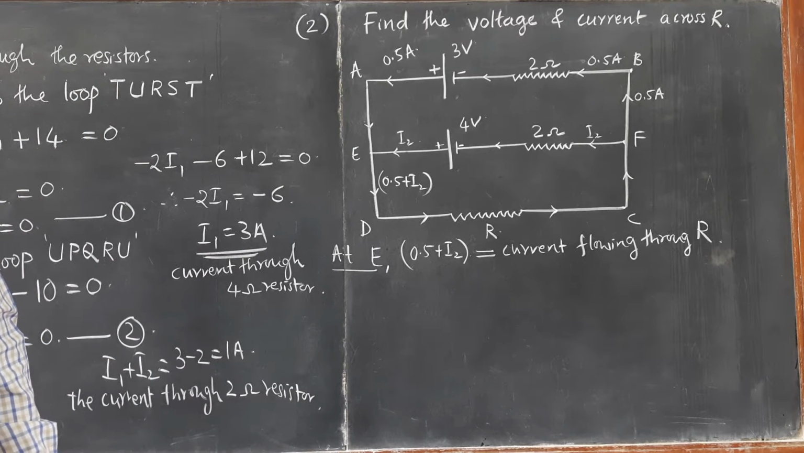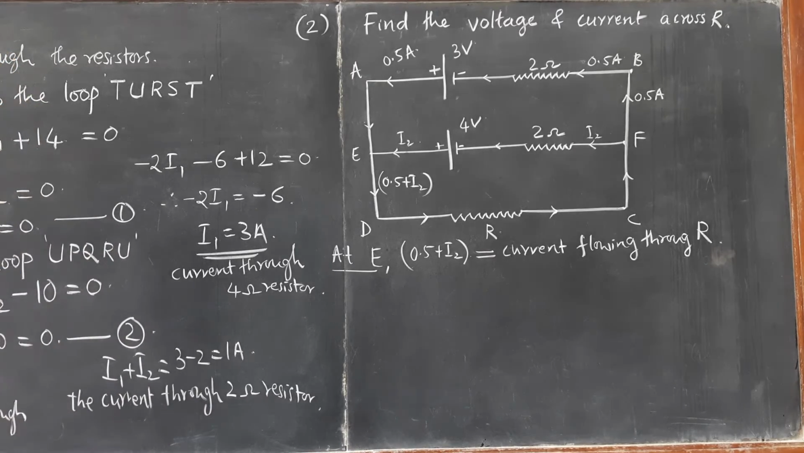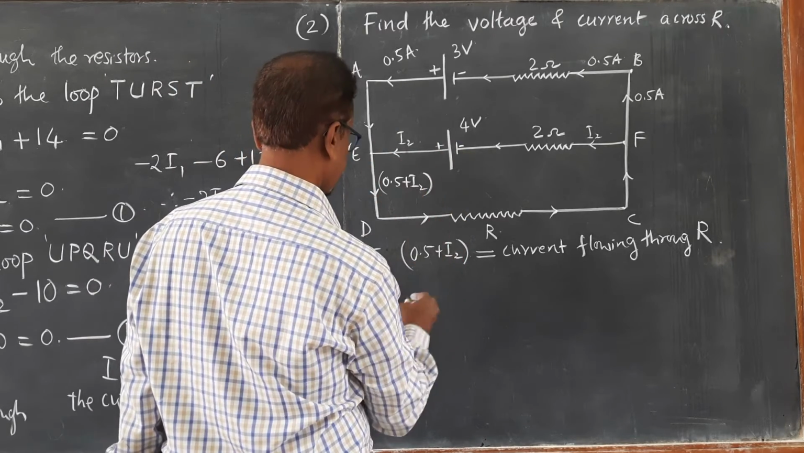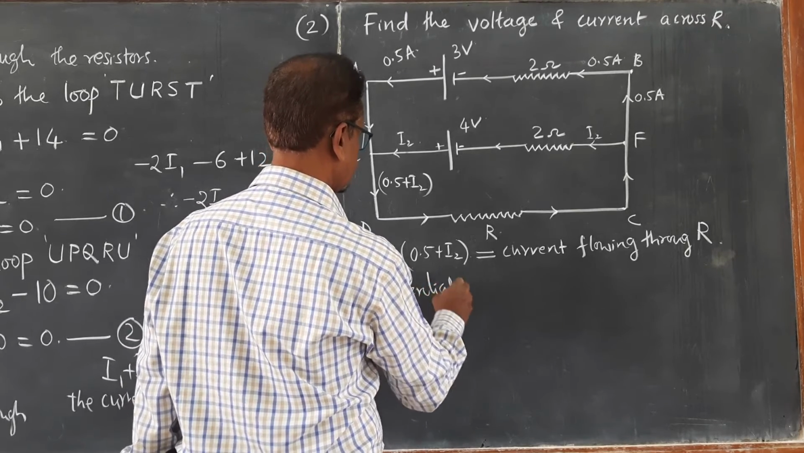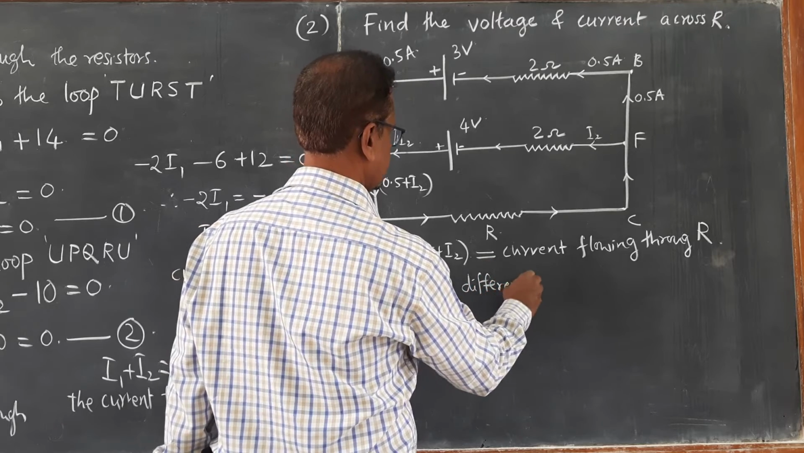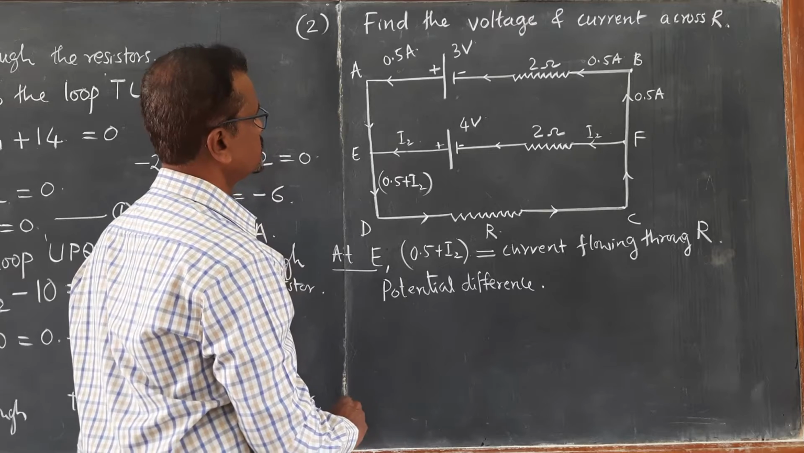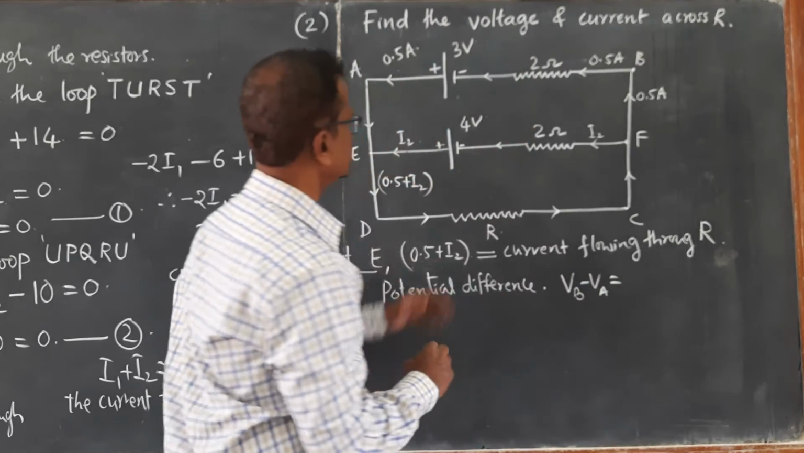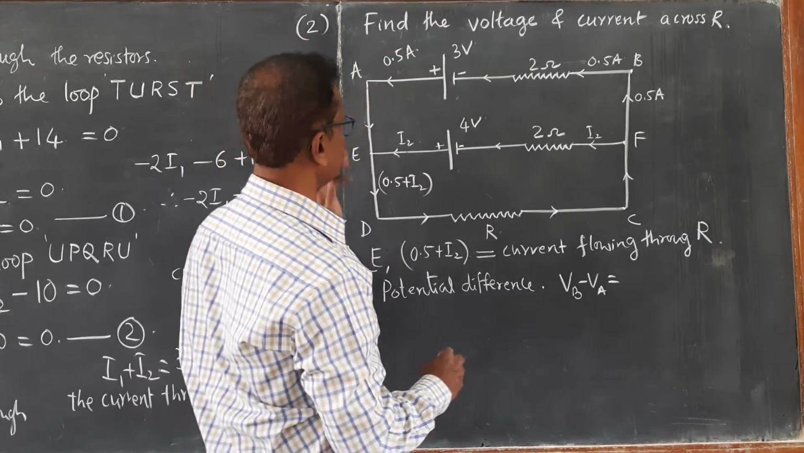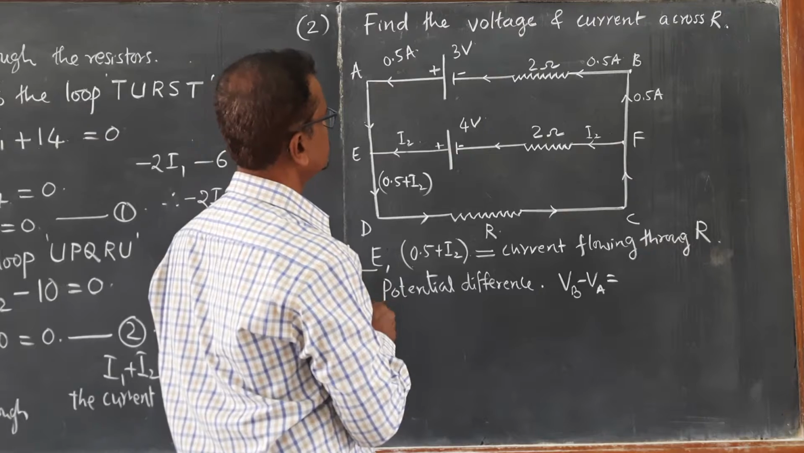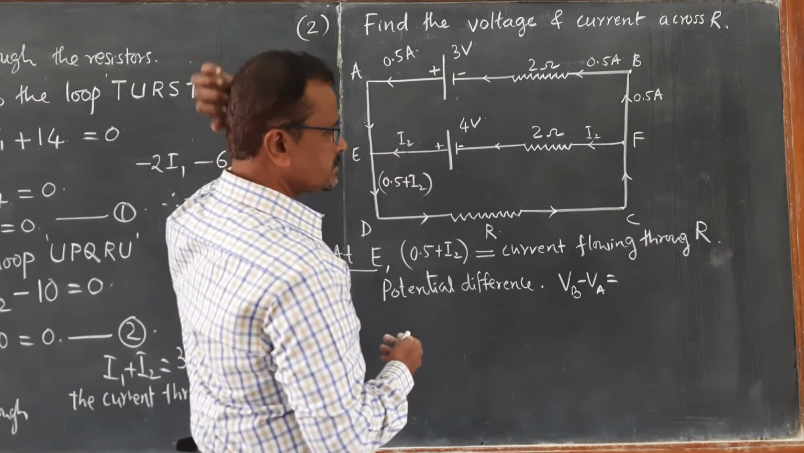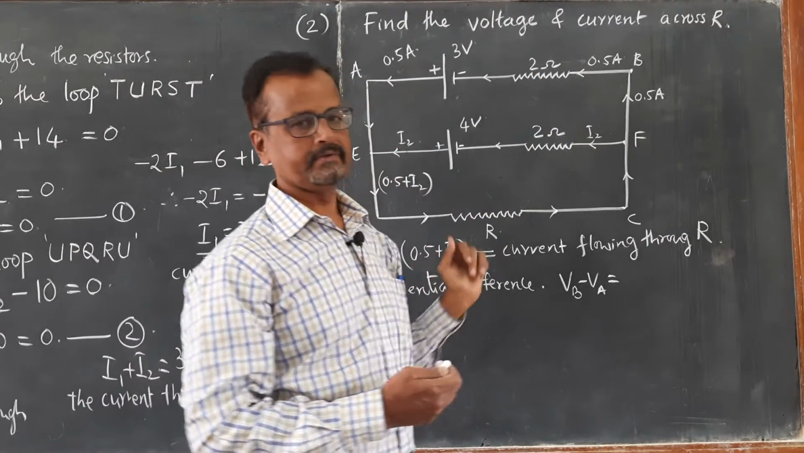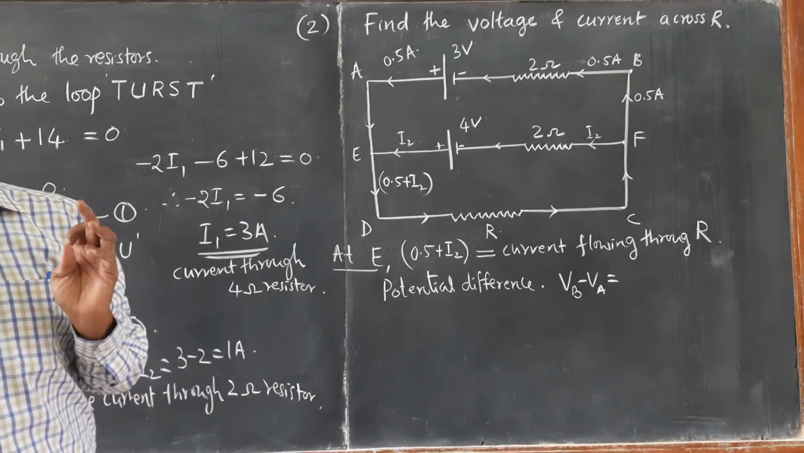So through branch A, we can find the potential difference VB minus VA, because the current is flowing from B to A. You can see here the current flowing through the 2 ohm resistance is 0.5, so the potential difference will be 2 into 0.5. 2 into 0.5 becomes 1.